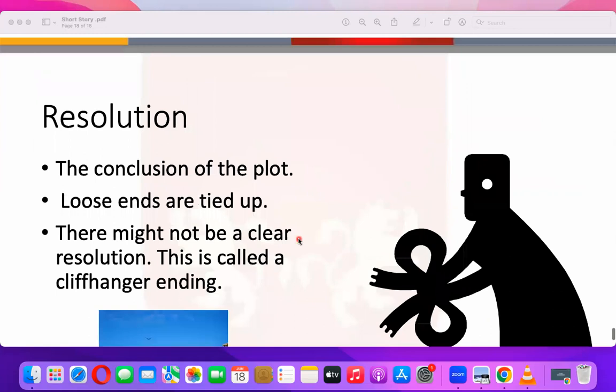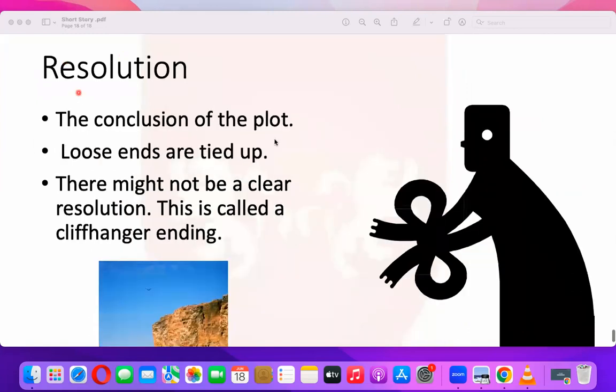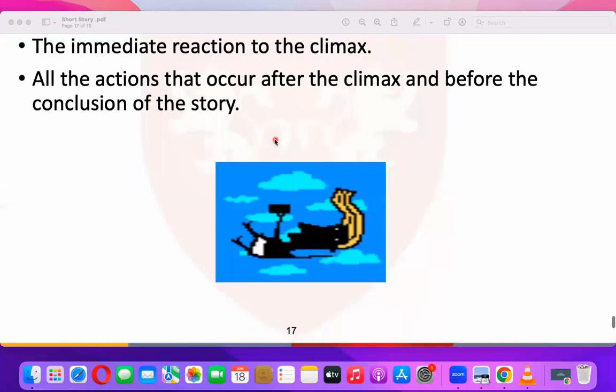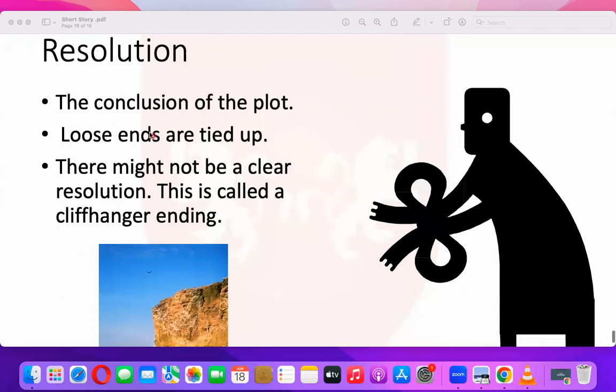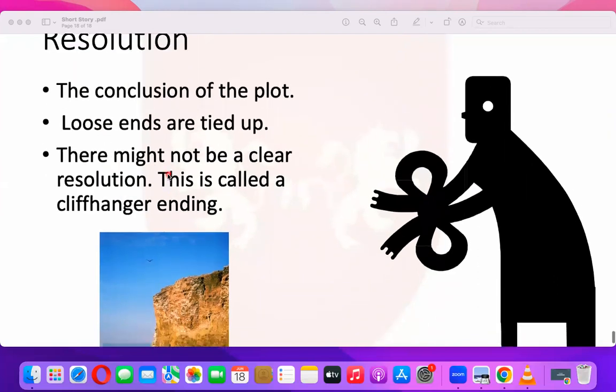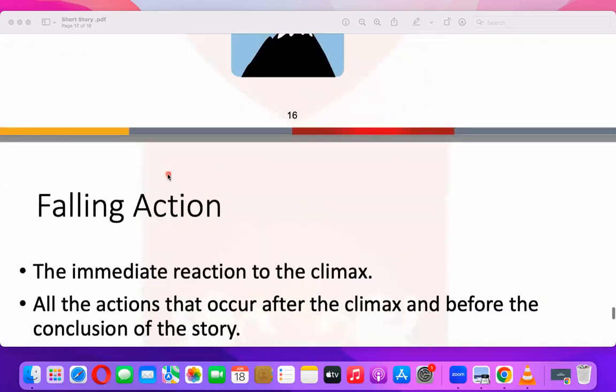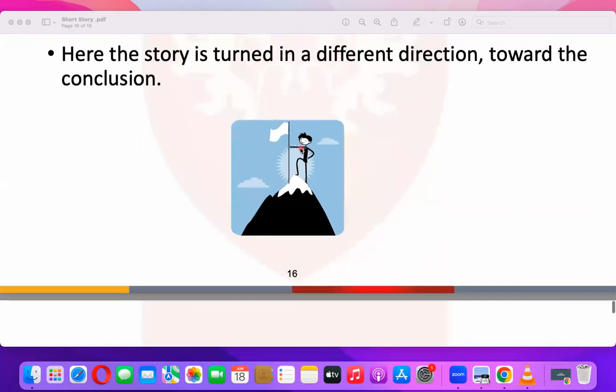Last one is very simple. It's the resolution. For example, if you have a problem in the climax, you solve the problem. Or at the end, you just say what happened at the end. What is the end of the story? So the conclusion of the plot, يعني ملخص أو ختام القصة أو الحبكة. Loose ends are tied up. Some authors sometimes don't solve the problem that exists in the climax. Maybe they give an open ending، يعني نهاية مفتوحة.